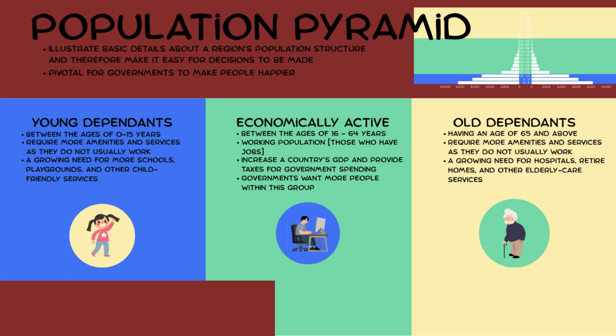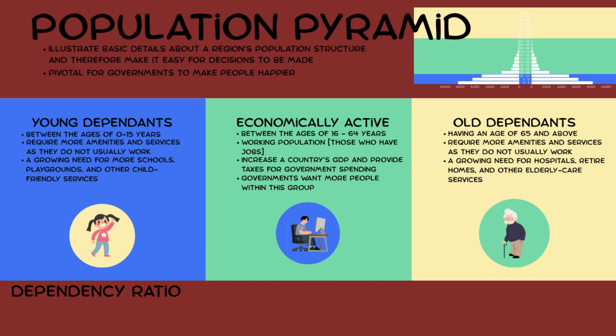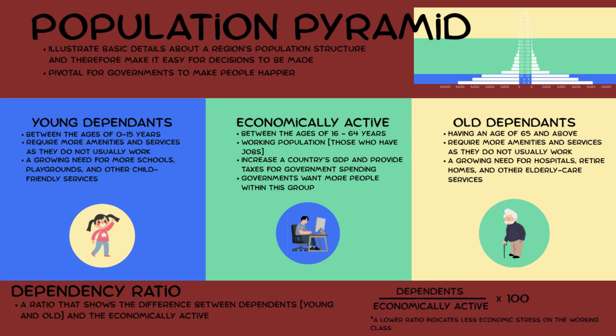All of these ideas can be summarized in the dependency ratio, which is a ratio between the economically dependent, or those who do not work, and the economically active. This ratio can be calculated like this. Understanding these concepts will help governments make better decisions.